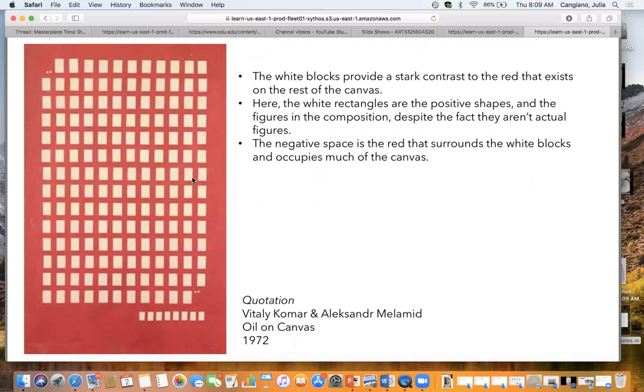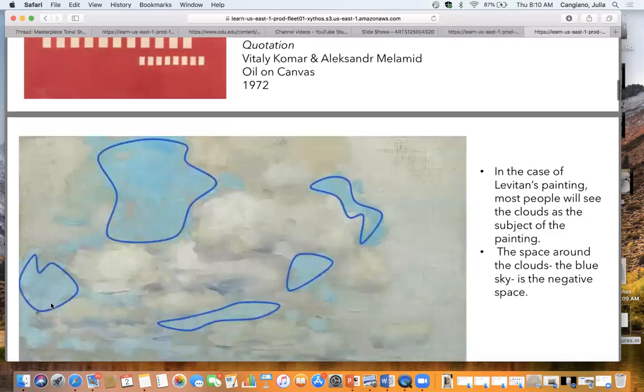This is a pretty literal explanation of that. So the white blocks in this composition are obviously really starkly contrasting the red background. And the white rectangles are the positive shapes in this case, and the figures of the figure-ground relationship. The negative space is that red that is surrounding them, that these are obviously on a field of red, and it occupies most of the canvas. So that's a pretty easy sort of example of that.